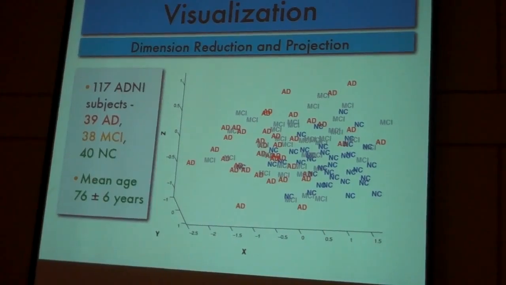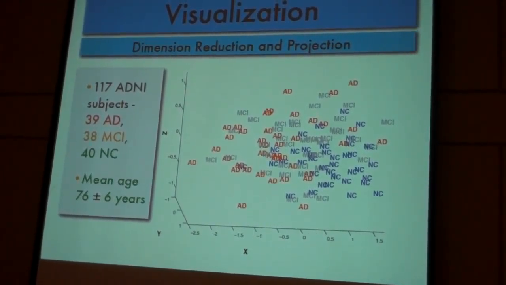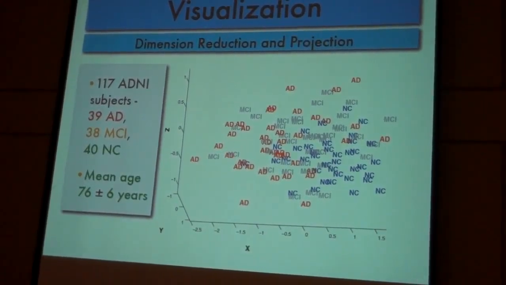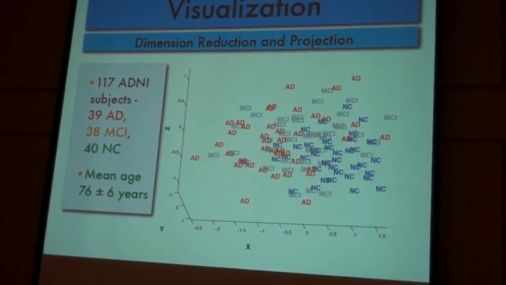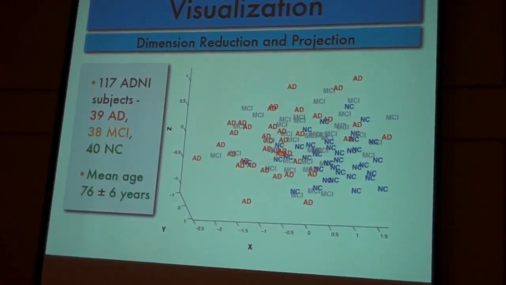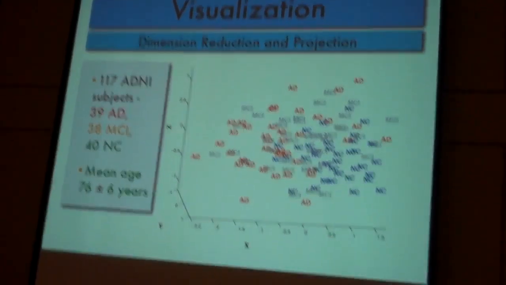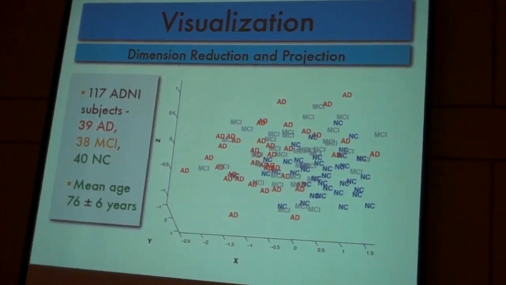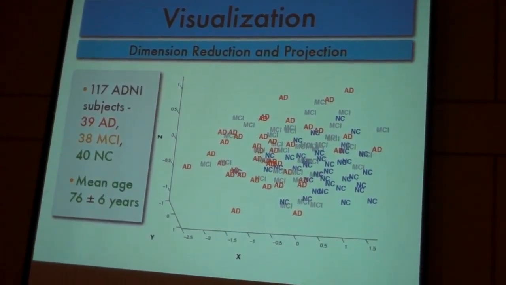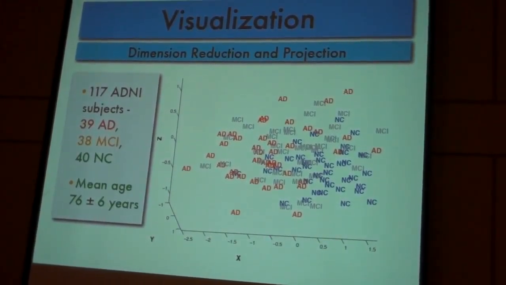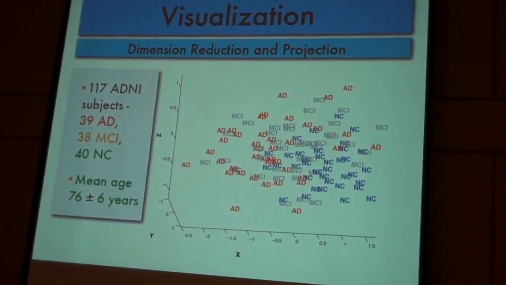So you could also use this for visualization, and these are the same 118 ADNI subjects, 39 Alzheimer's, 38 MCIs, and 40 normal controls. So what we did was we projected the pairwise distance matrix into a 3D space using MDS and simply color-coded them according to their labels. And so you could see a nice separation of the normal controls and the ADs, and MCIs are all again scattered throughout the data.